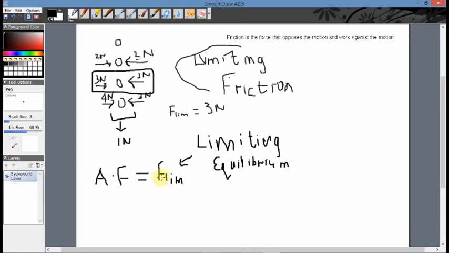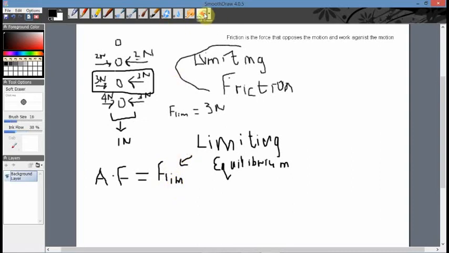Always remember what limiting equilibrium is. Limiting equilibrium is when the applied force is equal to limiting friction. So there are two things to understand. First of all, in limiting equilibrium, the particle is on the verge of movement, and in limiting equilibrium, the value of limiting friction is at its maximum.